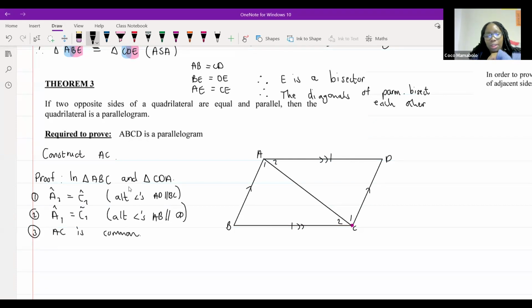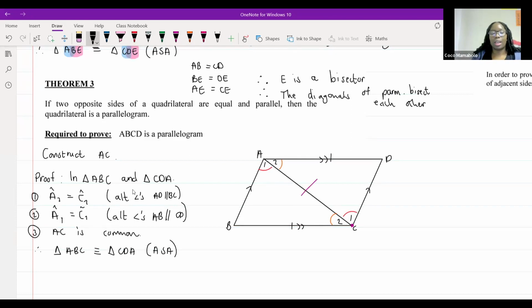Okay. Therefore, triangle ABC is congruent to triangle CDA. I'm doing the exact same thing. CDA. What is our reason this time, guys? Angle, side, angle. It is angle, side, angle. Well done. Angle, side, angle.